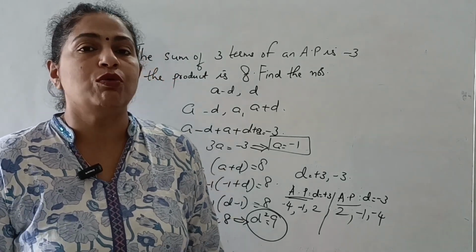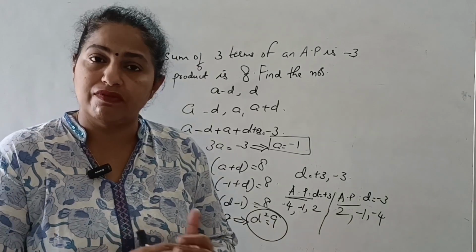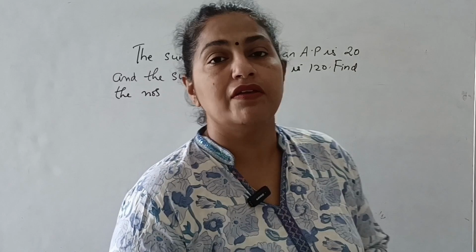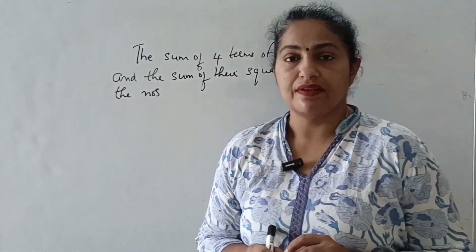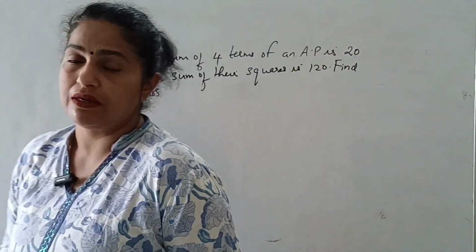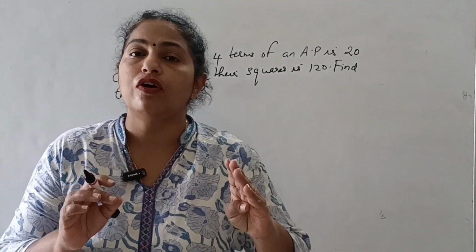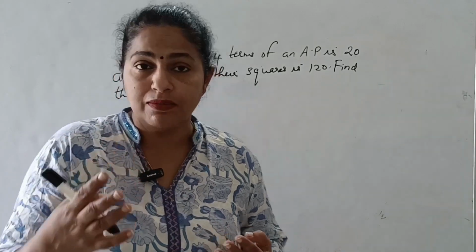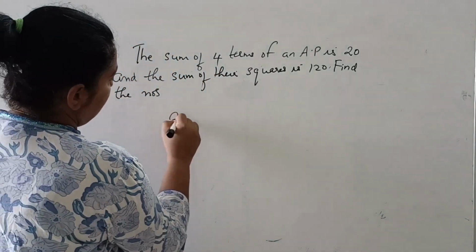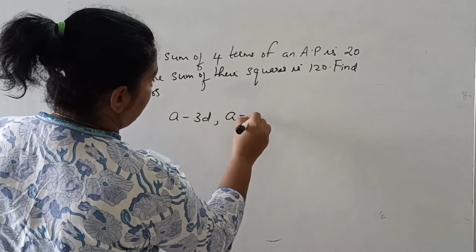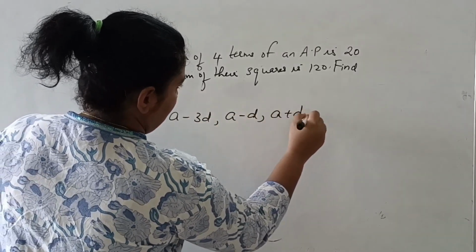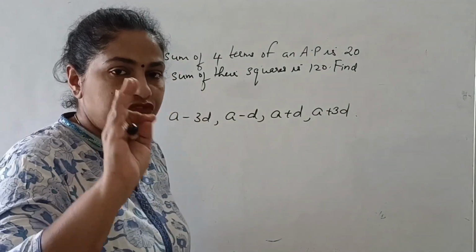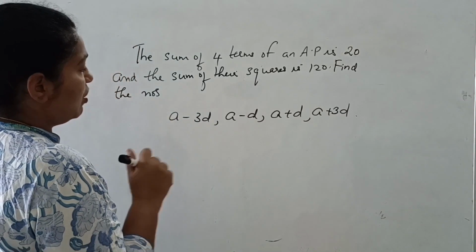Fine. So we will do one more sum under the same topic and then move on to the next concept. The sum of 4 terms of an AP is given as 20 and the sum of their squares is given as 120. We need to find the numbers. So here we are dealing with 4 numbers which are in AP. I told you how to select the 4 numbers so that the d term cancels out. So you have a minus 3d, a minus d, a plus d and a plus 3d. Now what is the common difference? The most important thing to take care of is the change in the common difference.